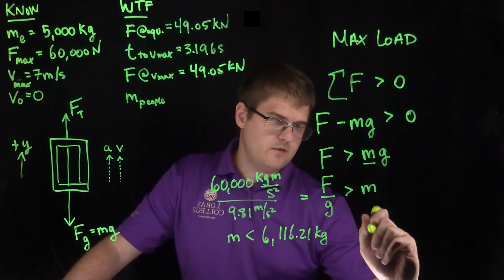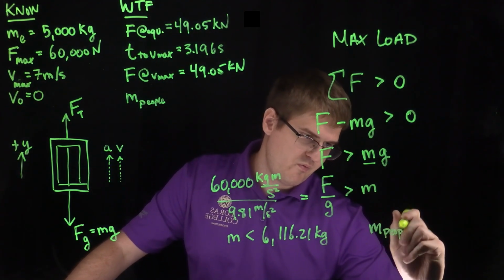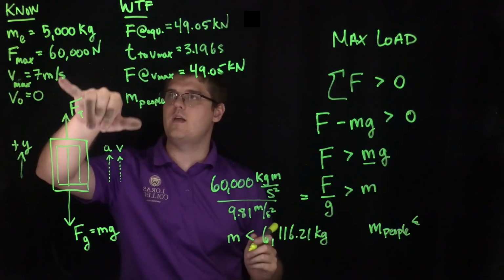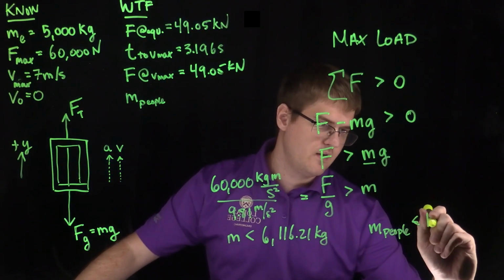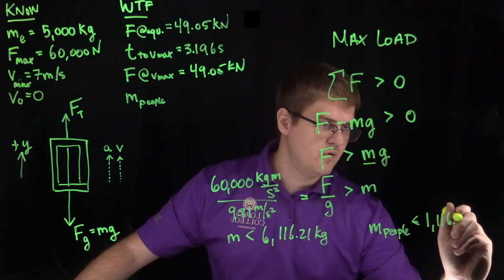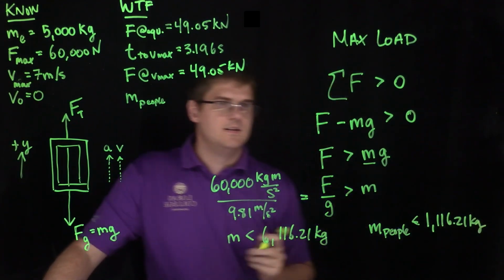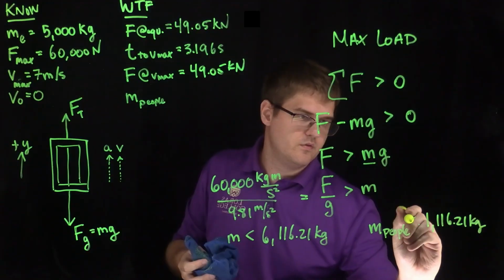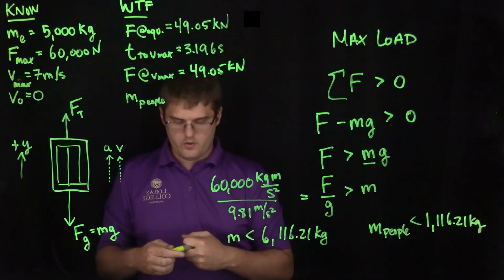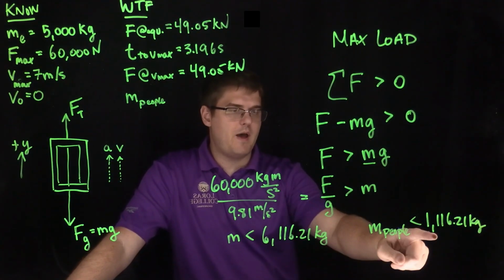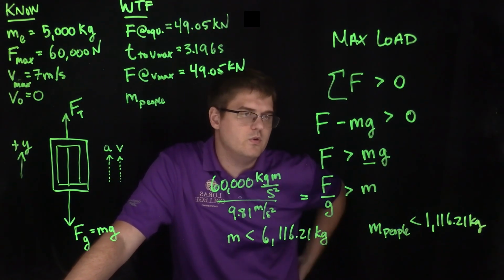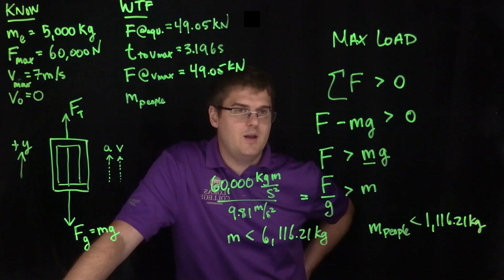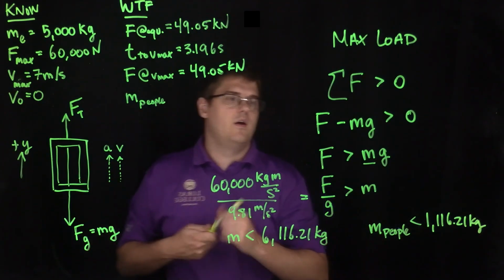Which means that the mass of people in the elevator needs to be less than this minus the weight of the elevator. So we subtract 5,000 from that. That's a terrible less than. So if the amount of weight we add to the elevator is equal to or more than 1,116.21 kilograms, this elevator ain't moving. So that is our limit.